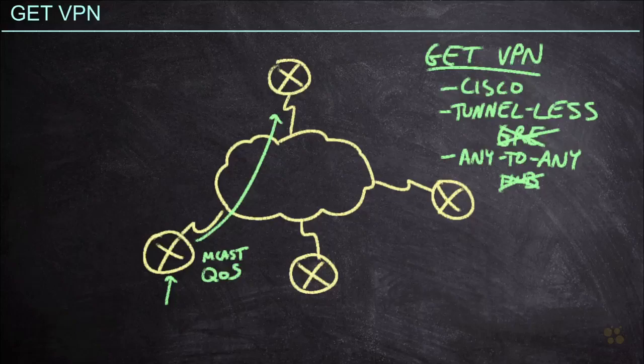Finally, because it's tunnelless and because it's an any-to-any topology, we don't need to form tunnels anymore. We can simply bring a packet in and send it to the appropriate destination wherever that might be. So that allows for very fast forwarding of this traffic.